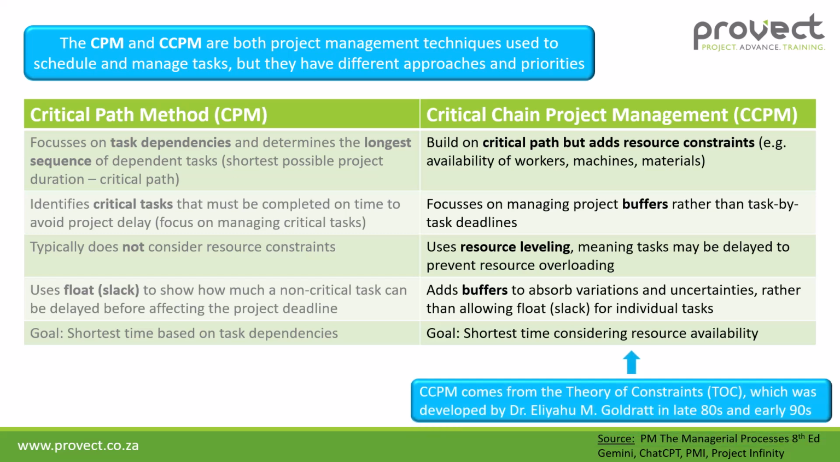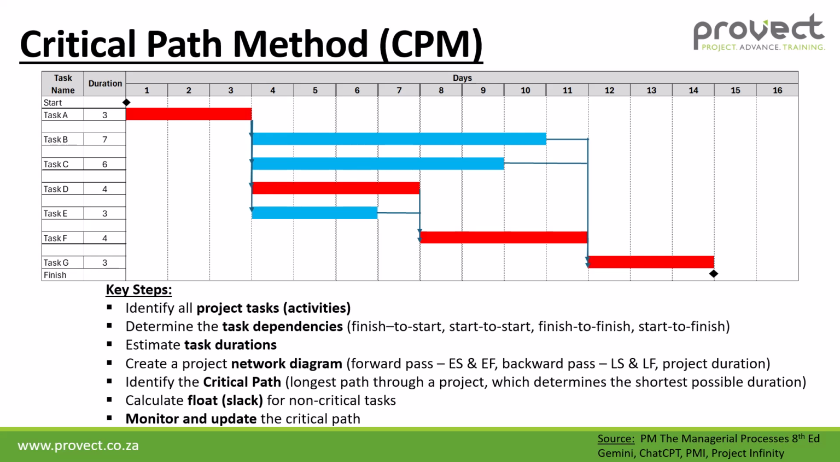Now, your critical chain project management comes from the theory of constraint, which was developed by Dr. Goldratt in the late 80s and early 90s. So let's have a look at an example of your critical path method.